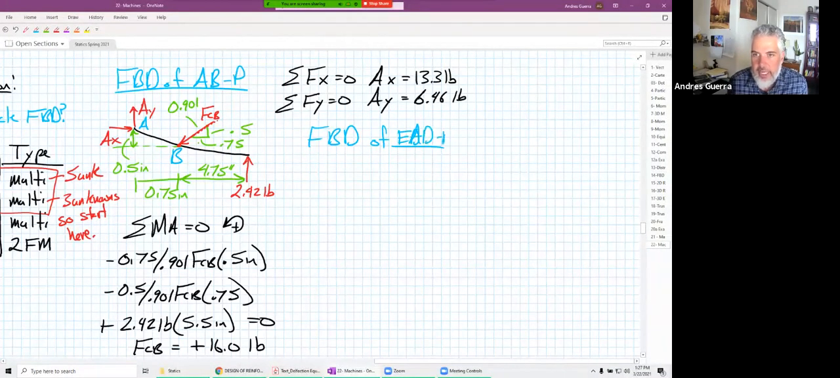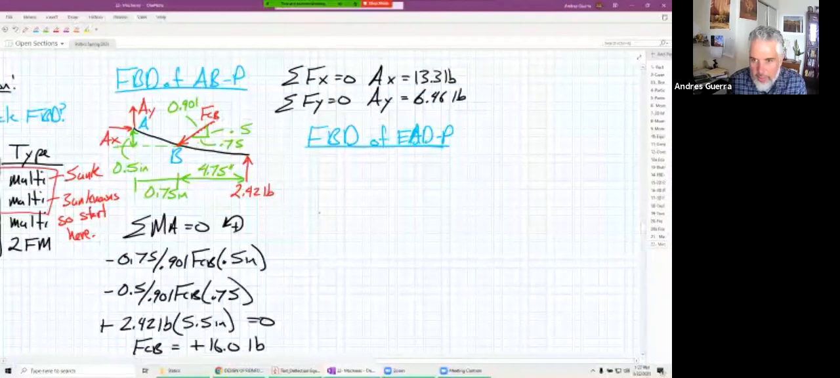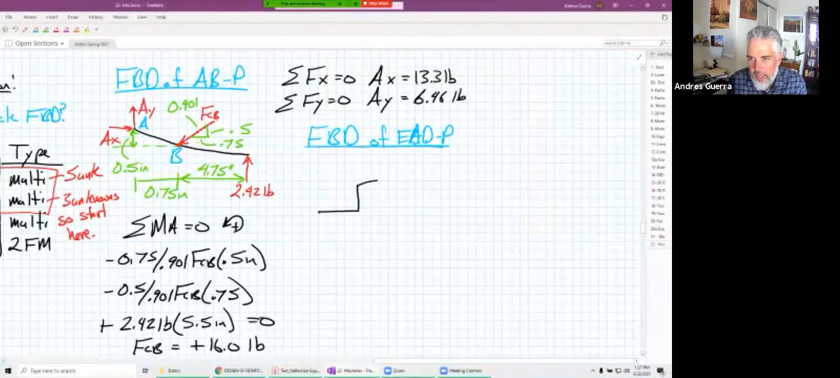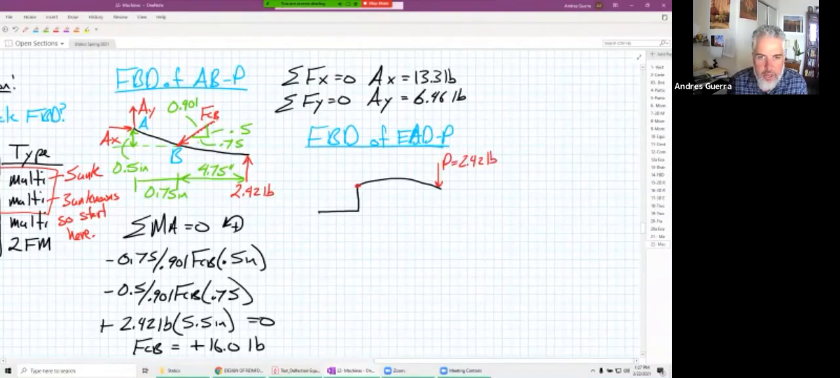Based on our process of elimination, we're going to do this FBD, which looks basically like this. We had our jaw, it comes up like this, and then our handle wraps back like that. In this one here, we have a P of 2.42 pounds. At D right here, we haven't drawn those anywhere else, so I can pick. I'm going to draw DX to the right, and I'll draw DY going up.